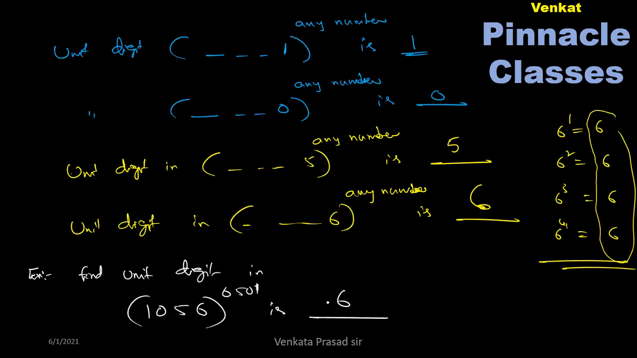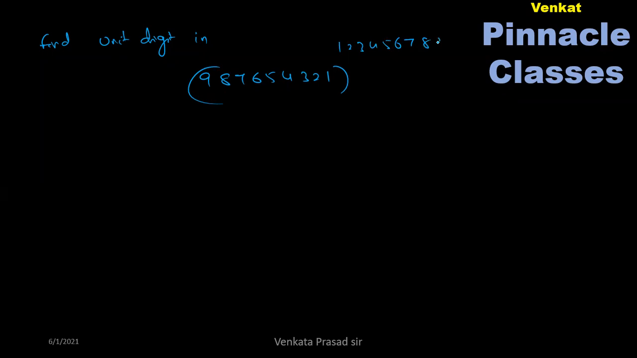Okay, can I proceed? Completed this one? Completed, sir. Okay, good. Keep in silent mode, all of you. Class is recording. Now see, find the unit digit in 9, 8, 6, 5, 4, 3, 2, 1 whole power. What is the answer? 1. Good, very good.